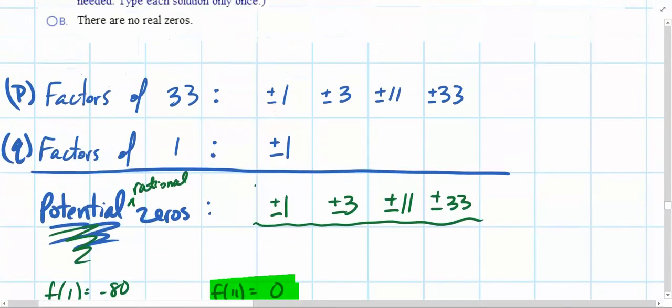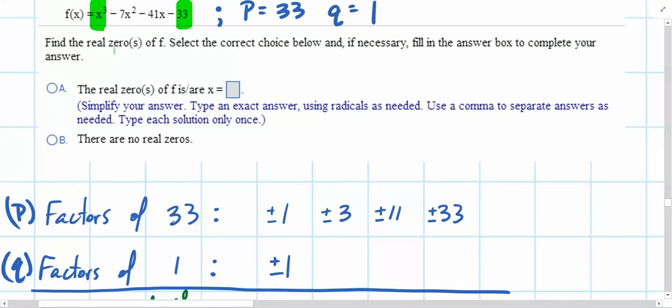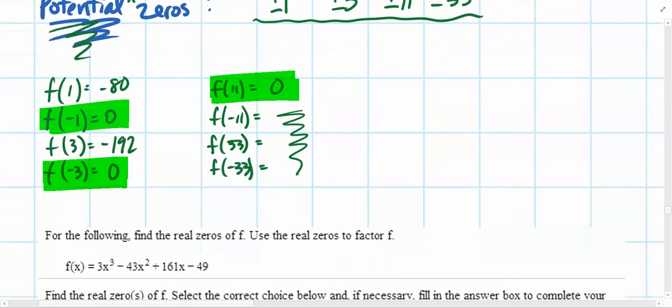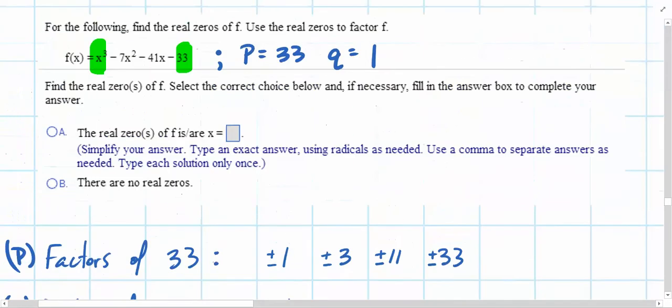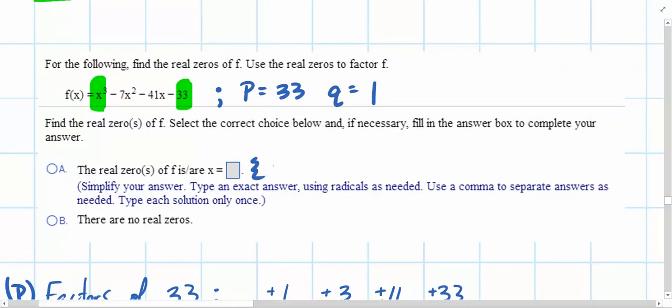Now let's take a look back at the question, the way it was actually written. It says, find the real zeros of f and select the correct choice below and fill in if necessary. Fill in the answer box to complete your answers. So this comes from a Math Excel assignment, of course, and it's asking us for the real zeros. And in this case, it's asking us for the zeros at location x equals, and we can list those zeros now. So at x equals -1, -3, and positive 11, that's where we will see our zeros. -3, -1, and positive 11.